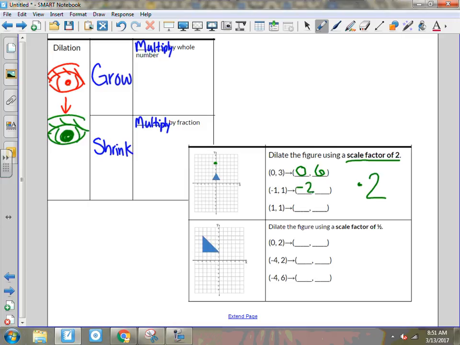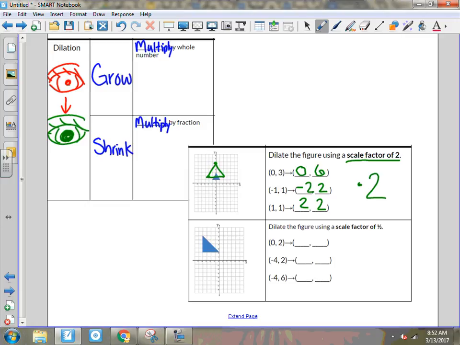-1 times 2 is -2. 1 times 2 is +2. So that's a -2, +2. And then these are both going to be a +2. So 2, 2. And when I connect my dots, I see that I get a triangle that is 2 times the size of my first triangle.